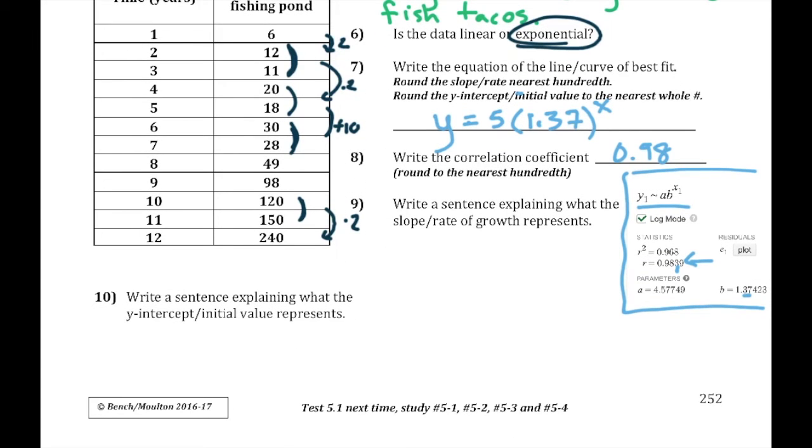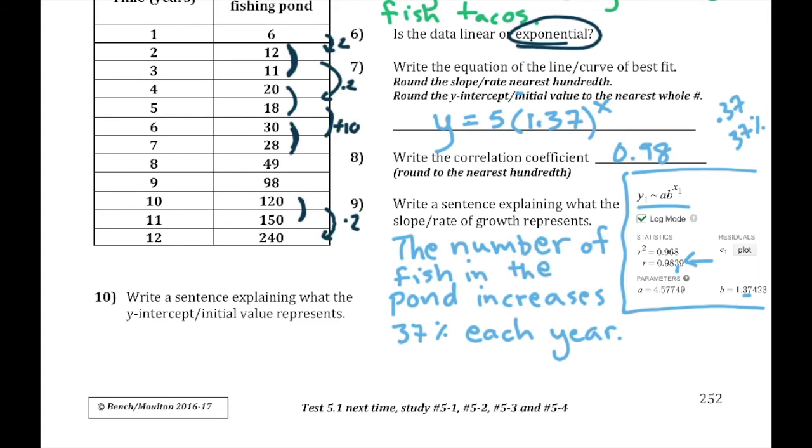Okay, so number 9 and 10. Number 9 says, write a sentence explaining what the slope or rate of growth represents. Now remember, if we're talking about rate of growth, that's not 1.37. That's going to be our growth factor. So our rate of growth is just the 0.37. So that's 37%. So what we're going to say about this growth factor and the situation is that the number of fish in the pond increases 37% each year.